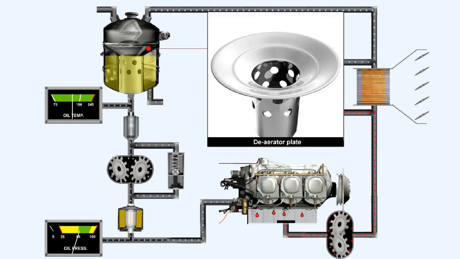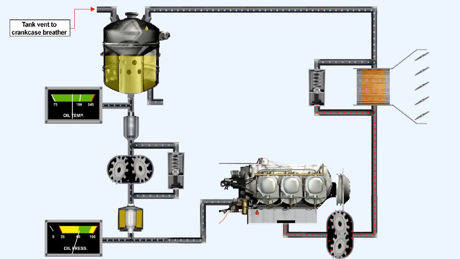Scavenge oil from the engine sump is passed over a de-aerator plate to the inside of the hot pot. The plate separates the air from the oil to reduce frothing. The oil tank is vented through the crankcase breather to prevent oil losses during excessive frothing conditions.